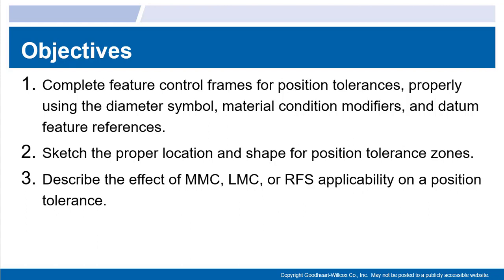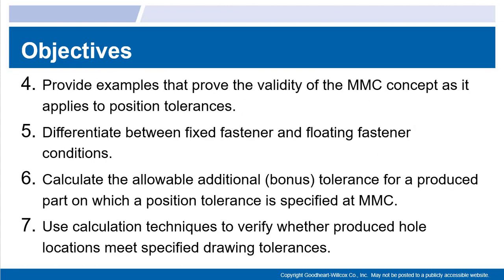Number two, sketch the proper location and shape for position tolerance zones. Number three, describe the effect of MMC, LMC, or RFS applicability on a position tolerance. Number four, provide examples that prove the validity of the MMC concept as it applies to position tolerances. Number five, differentiate between fixed fasteners and floating fastener conditions.